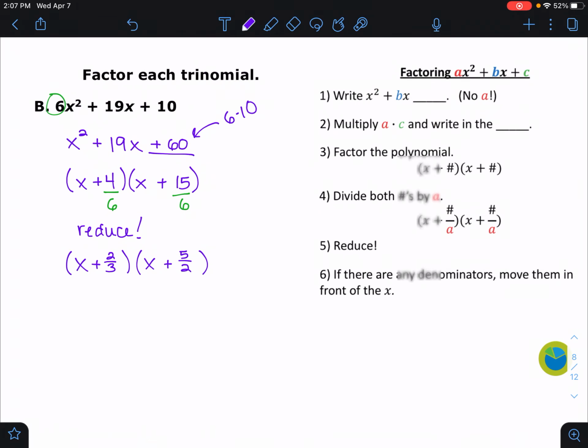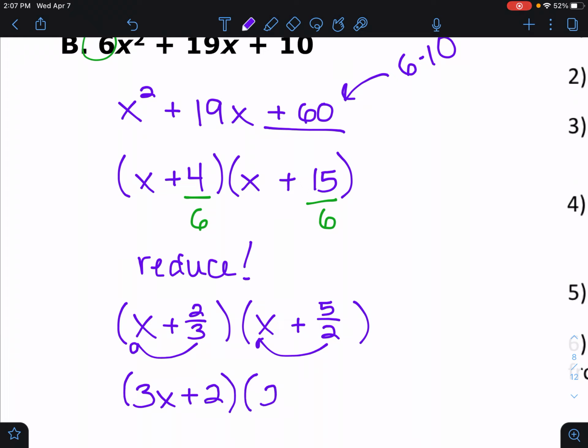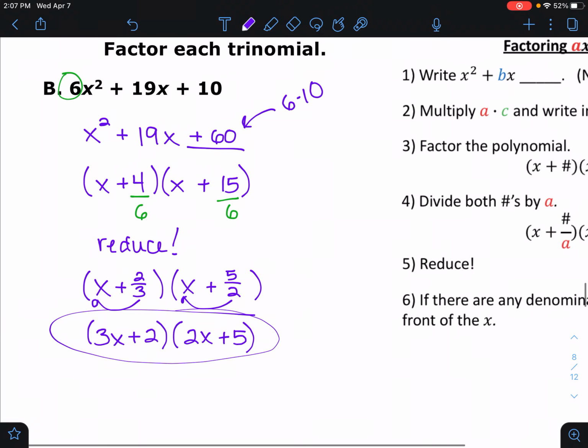Okay, now, I've reduced. Step 6 says if there are any remaining denominators, move them in front of the x. Remember, denominators are bottom numbers of a fraction. So I'm going to move this 3 in front of the x and this 2 in front of the x. So this becomes 3x plus 2 times 2x plus 5. This is my answer. If I were to multiply it out, I'd get this back. Okay? So that's my answer, and that's how you do these.